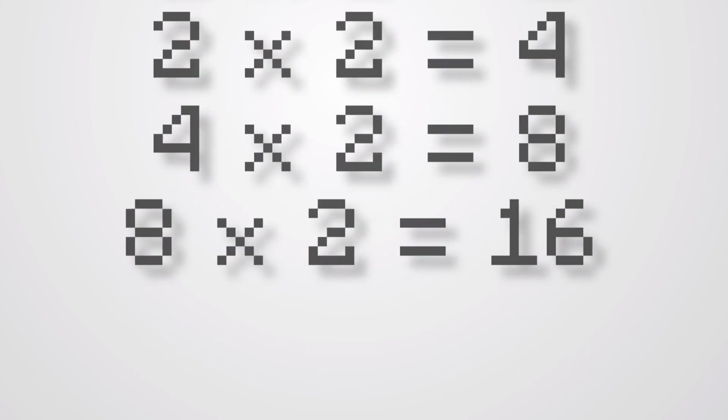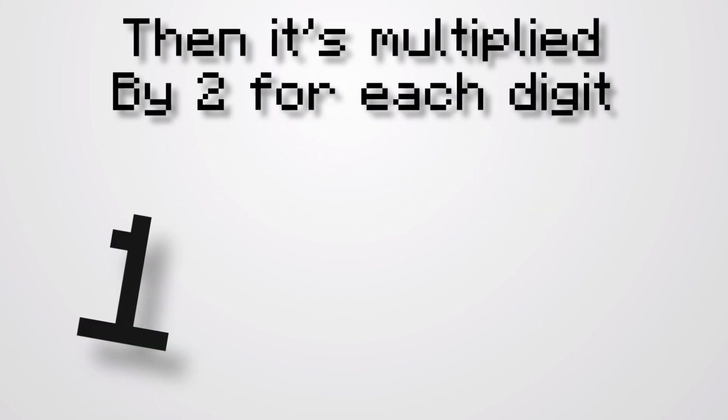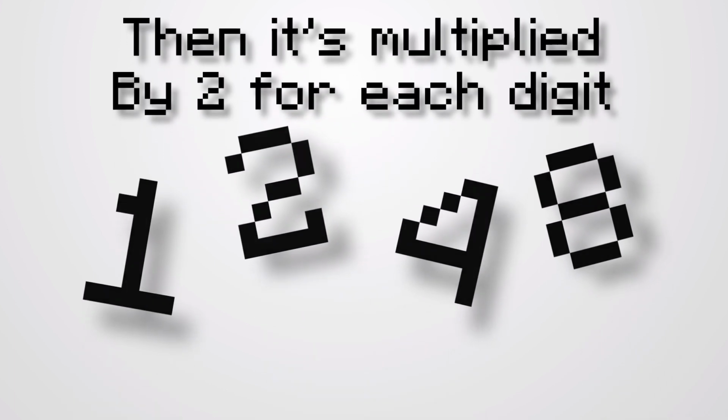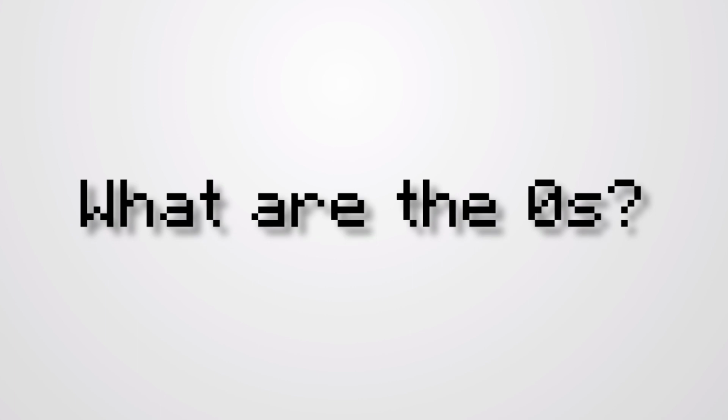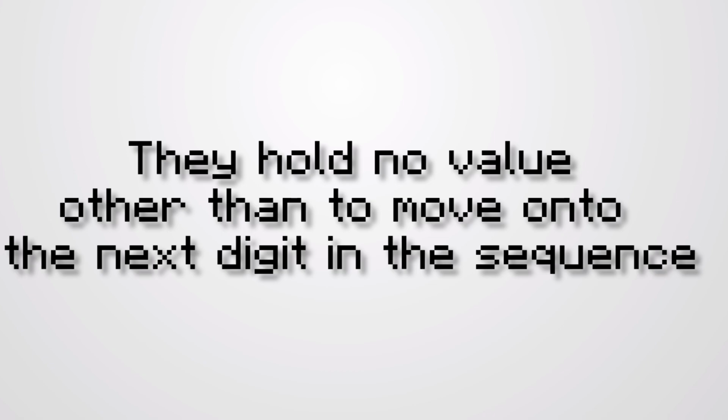Every digit in binary is the prior digit multiplied by 2. For example, 1 1 in binary is 3 because you are adding 1 plus 1 times 2. Binary starts at 1 and then is multiplied by 2 for the next digit in the sequence. Now what are the zeros? The zeros are exactly that, zeros. They hold no value other than to move on to the next digit in the sequence. So 1 0 1 would be 5 because you are adding 1 plus 0 plus 4.